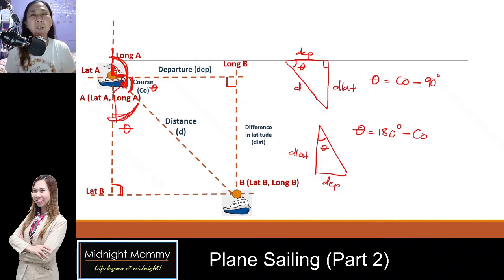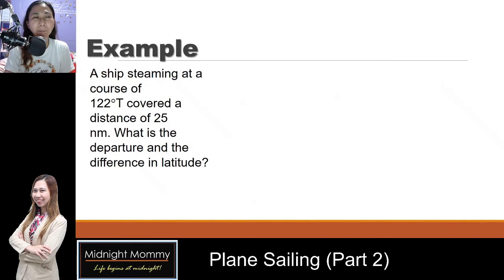So, kahit alin dito sa dalawang right triangle na to, pwede nyo gamitin sa computation. So, sa computation na gagawin natin, sa susunod na example, ipapakita ko sa inyo kung ano yung makukuha nyong sagot kapag ginamit nyo yung isang triangle over the other. Okay? So, let's try this example. A ship steaming at a course of 122 degrees true north covered a distance of 25 nautical miles. So, what is the departure and difference in latitude? Okay, so, pinakamaganda dyan, mag-sketch muna tayo.